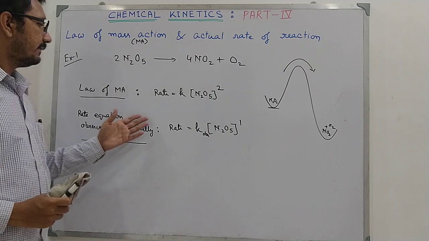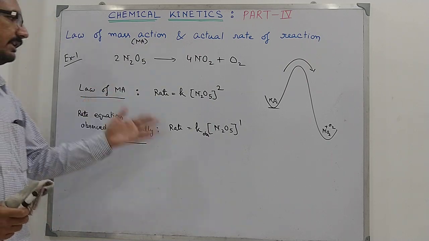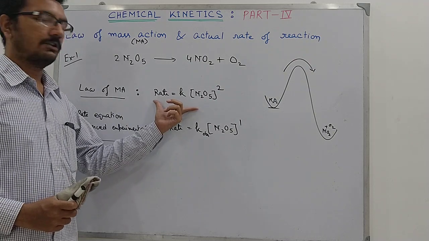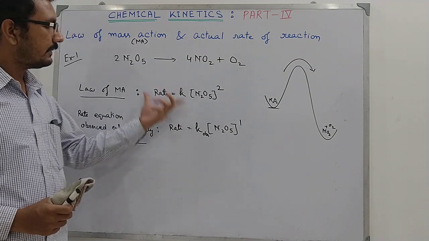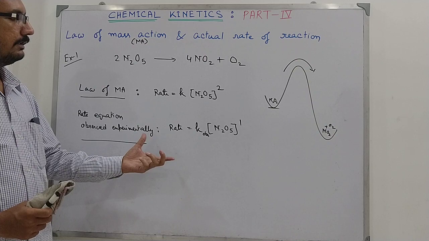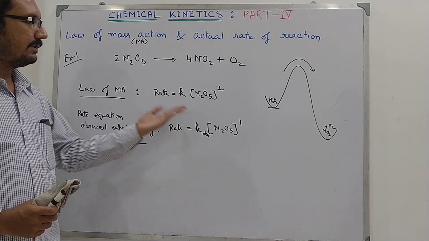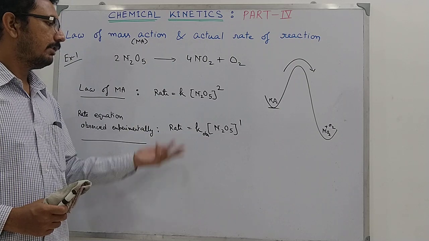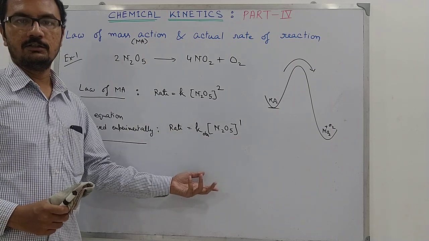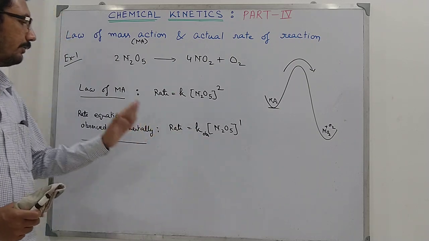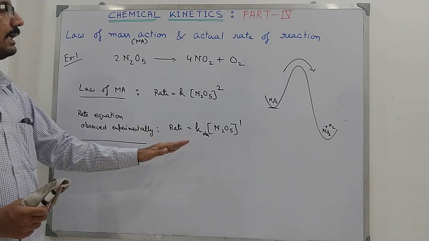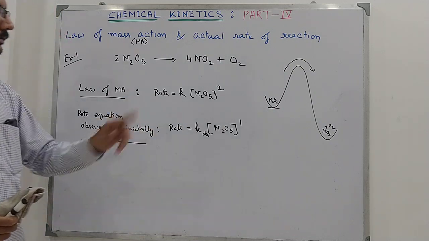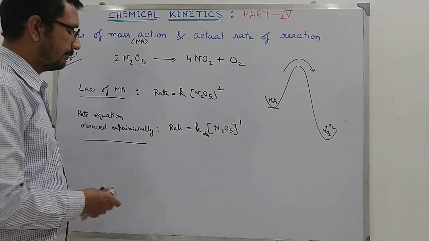So if the reaction is elementary, then only you can apply the law of mass action, otherwise you cannot. And whether the reaction is elementary or not, that is whether the reaction completes in a single step or in multiple steps, you have to know by experiments only. So experiment is the only tool with which you can determine the rate equation. Please be careful.